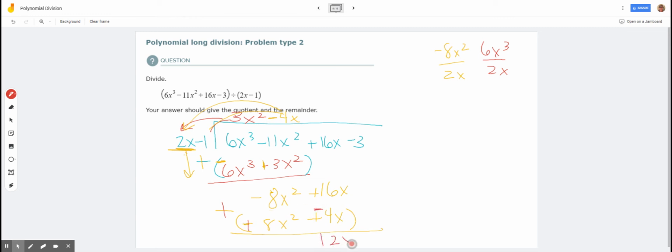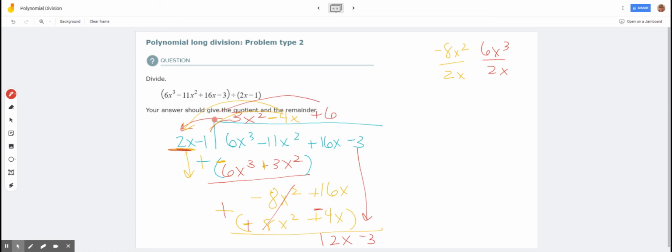So this becomes 12x. And these cancel. And then you ask yourself, 2x, how many times does 2x go into 12x? And the answer is plus 6. Bring down the negative 3, by the way. Okay, so 12x minus 3.